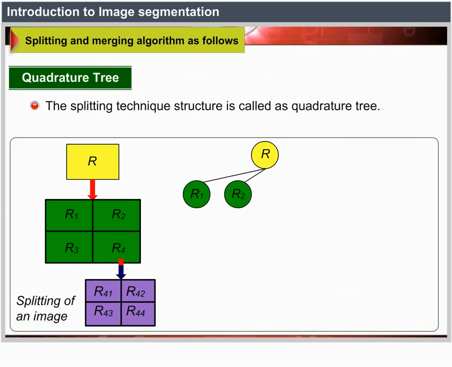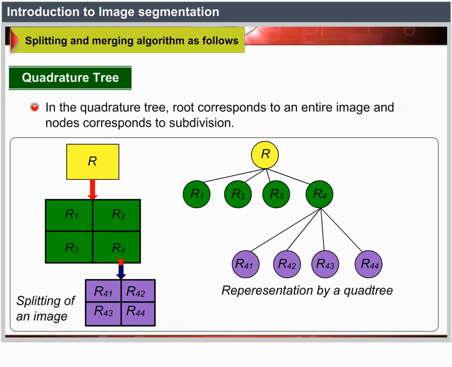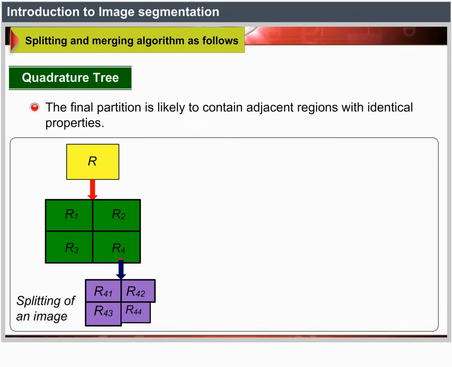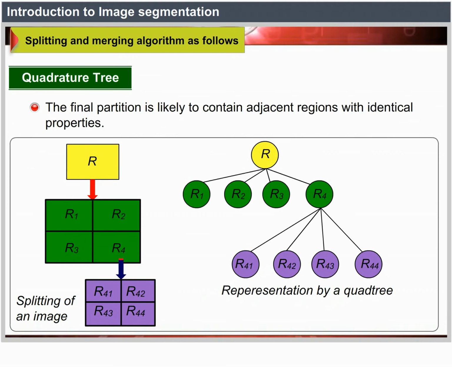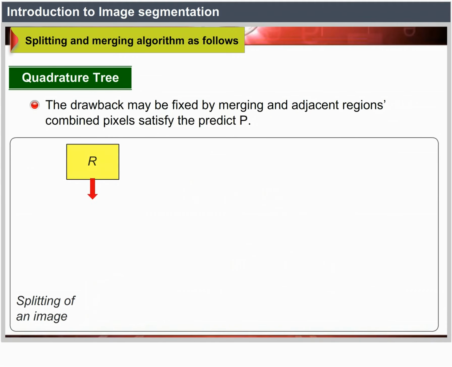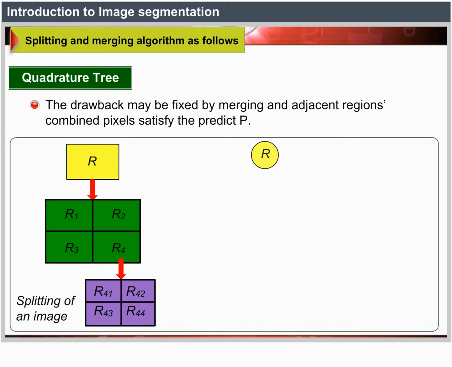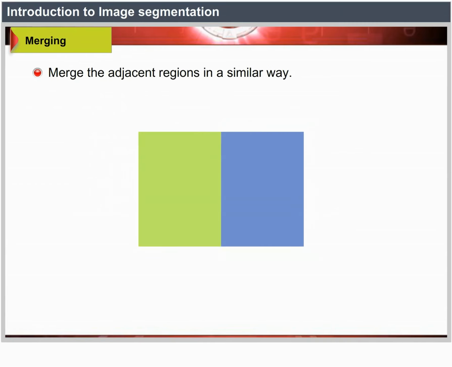Quadtree. The splitting technique structure is called a quadtree. In the quadtree, the root corresponds to the entire image and nodes correspond to subdivisions. The final partition is likely to contain adjacent regions with identical properties. This drawback may be fixed by merging only adjacent regions whose combined pixels satisfy the predicate P. Merging: merge the adjacent regions that are similar.